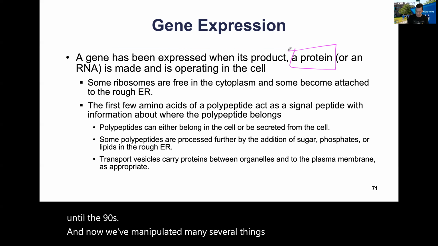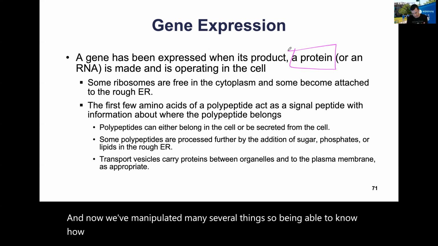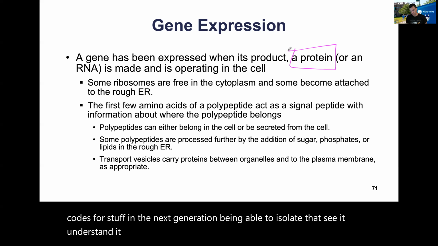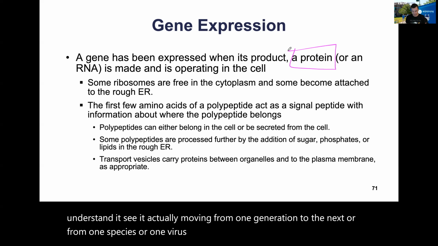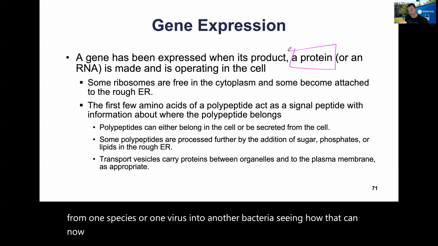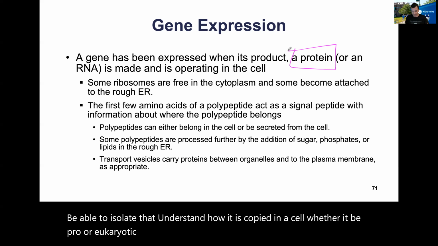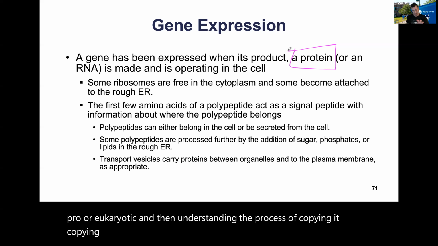So being able to understand where we came from with our understanding of what codes for stuff in the next generation, being able to isolate that, see it actually moving from one generation to the next, or from one species or one virus into another bacteria, seeing how that can now be replicated in that bacterial line, understand how it is copied in a cell, whether it be pro or eukaryotic, and then understanding the process of copying a specific segment, because I don't need the whole thing copied. I usually just need a specific protein or two made.